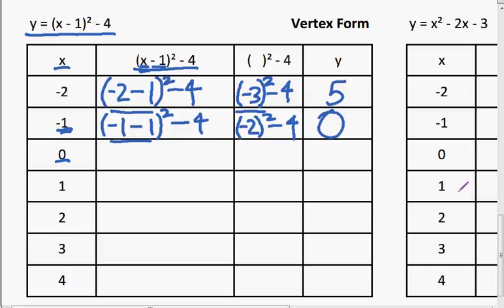Okay, what you should have done, I'm sure most of you did, where you see the x, you put a 0. Minus 1, that doesn't change. And the second power, the squared, doesn't change. The minus 4 doesn't change. That stays the same.